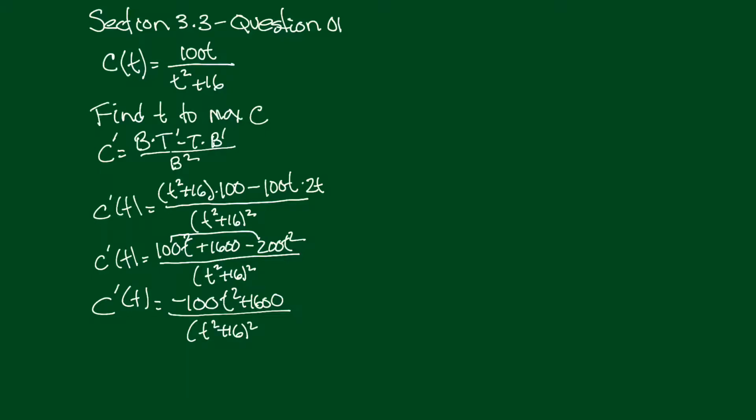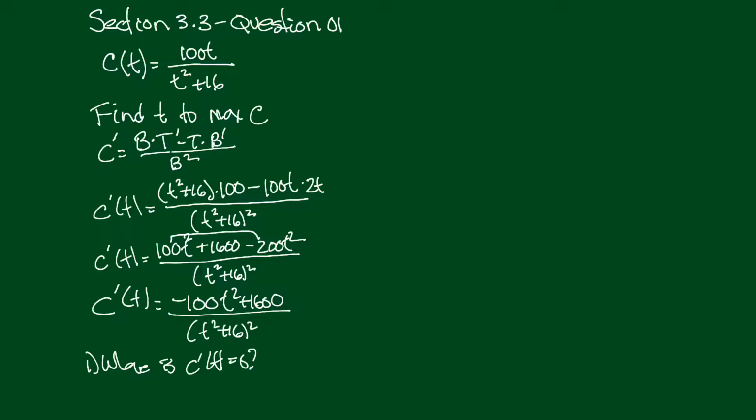And now we ask those two questions. We really need to ask only one, because the second question is, where is it undefined? Where's the derivative undefined? Look at this denominator. It's never undefined, right? This will always be positive. Now, if it was a negative 16, we'd have to worry about 4 and 4, but it's not. So, question 1, where is C prime of t equal to 0?